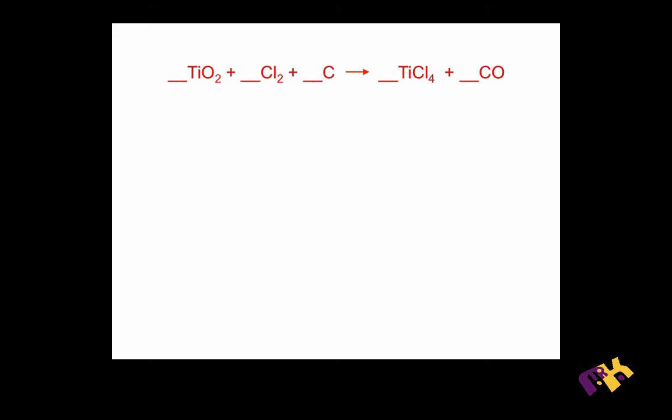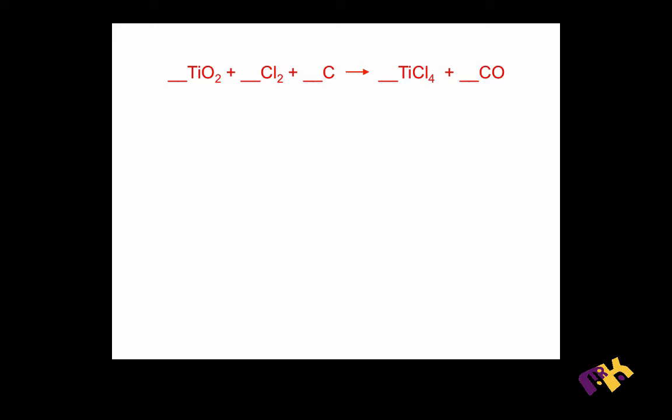Okay, so let's consider a chemical process. We have titanium oxide with some chlorine gas and some solid carbon, and we're going to produce, it looks like, titanium 4 chloride and carbon monoxide.